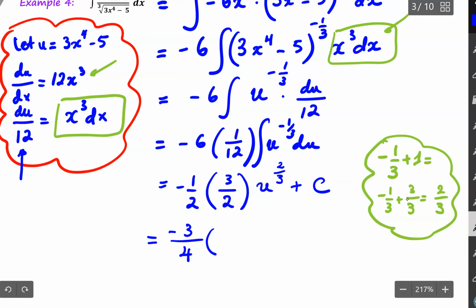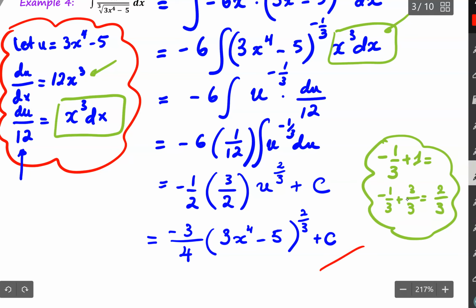And substitute u with the function in terms of x. So 3 times x to the 4, subtract 5 in this case, raised to the 2/3 plus c.